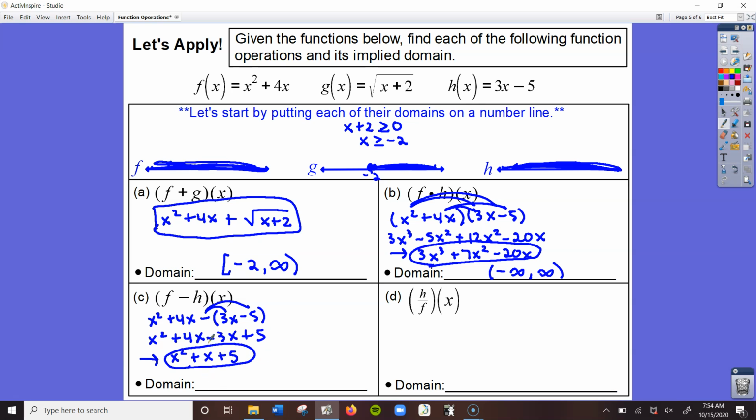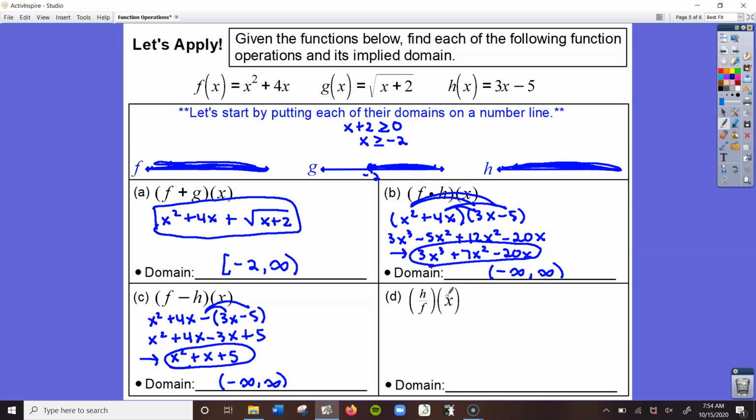Now for the domain. Again, just like before, since we were doing f times h, and now these are your same functions, f minus h, this would give me a domain of negative infinity to infinity, since the domains of both f and h are also negative infinity to infinity.